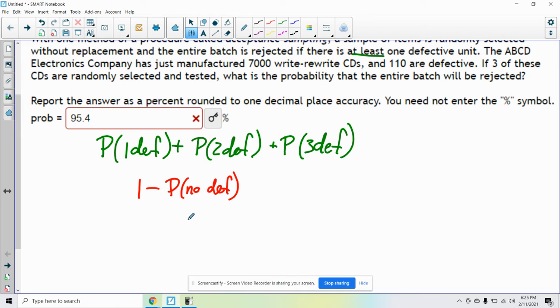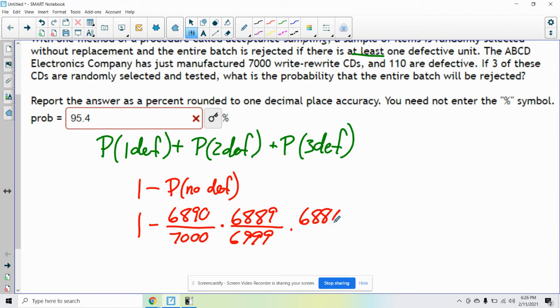Probability of no defects. I'm picking 3 CDs. There's 7,000. 110 are defective. So the probability that the first one is not defective is 6,890 out of 7,000. Now I'm going to times. I get a non-defective CD. So now there's 6,889 left out of 6,999 left. I'll do that again, and now there's 6,888 out of 6,998 not defective CDs, I'm sorry.